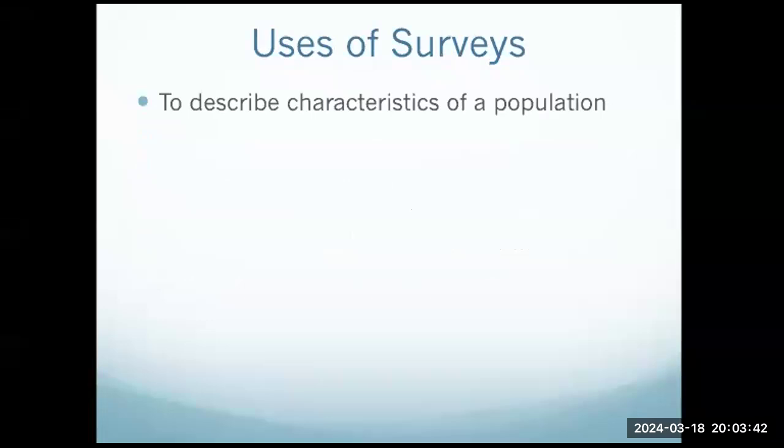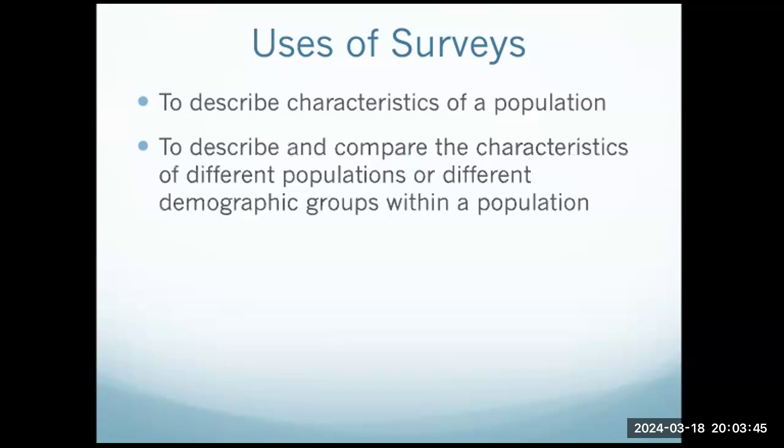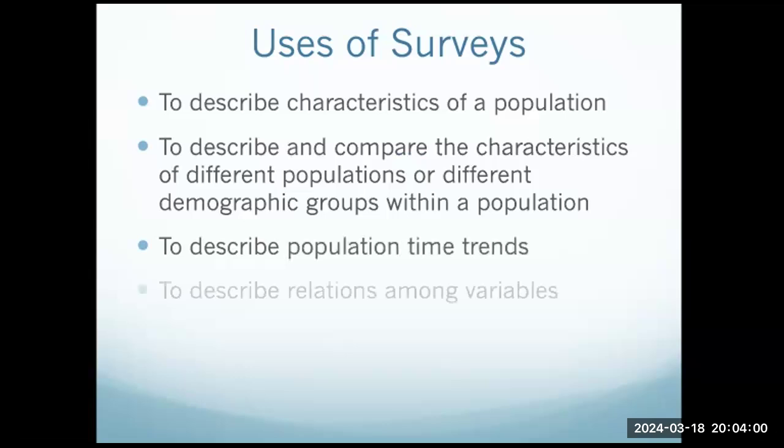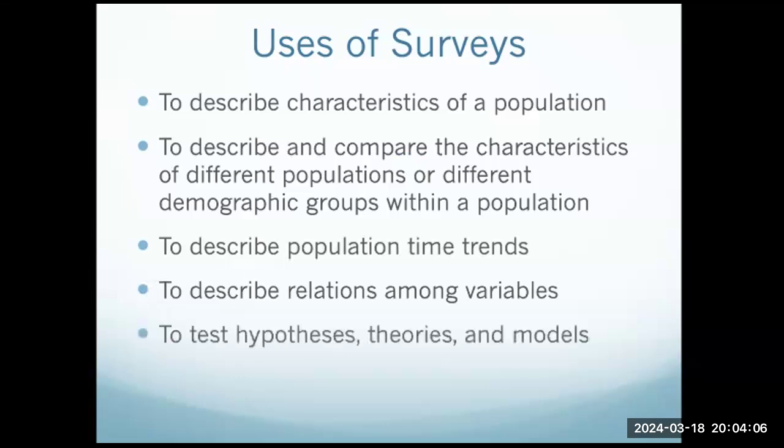Okay. So just to sum up again, why do we use surveys? Well, we can use it to describe characteristics of a population, right? Goal being description. We can use it to compare characteristics of different populations or different demographic groups with a larger population. We can use it to describe population time trends. We use surveys to establish correlations, describing relations among variables. We can use surveys to give us variables also for prediction. We can also use surveys to test hypotheses, theories, and models. So surveys are extremely useful tools in our research design toolbox.